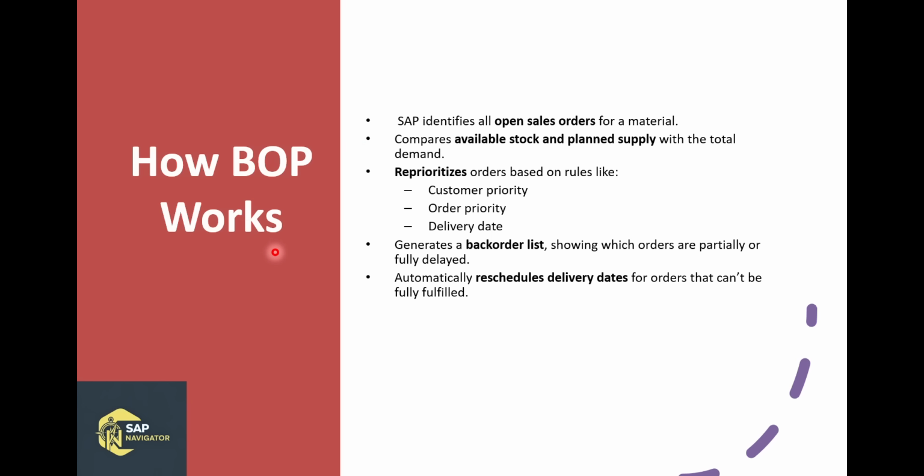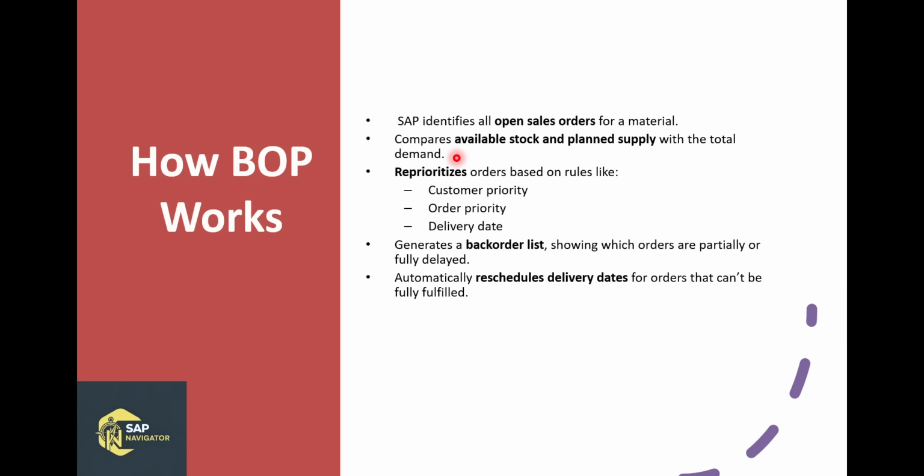So let me tell you how BOP works from the SAP point of view, and how SAP identifies the BOP orders. First, SAP identifies all the open sales orders for a material based on the combination and strategy. Then it will compare the available stock and planned supply, which means planned issues. Stock is already allocated to different customer sales orders, so that is the planned supply or planned issues, compared with the total demand.